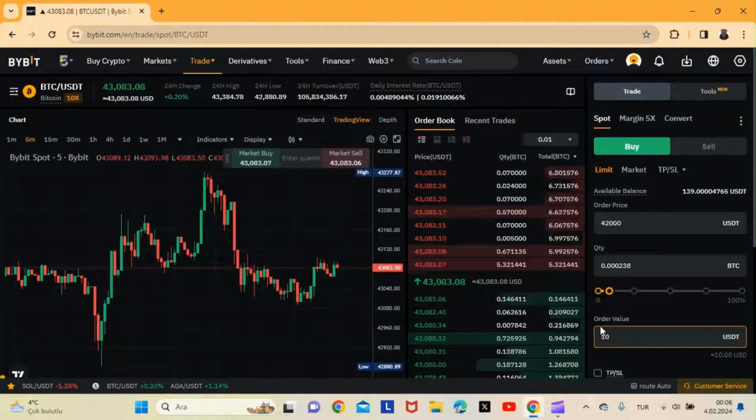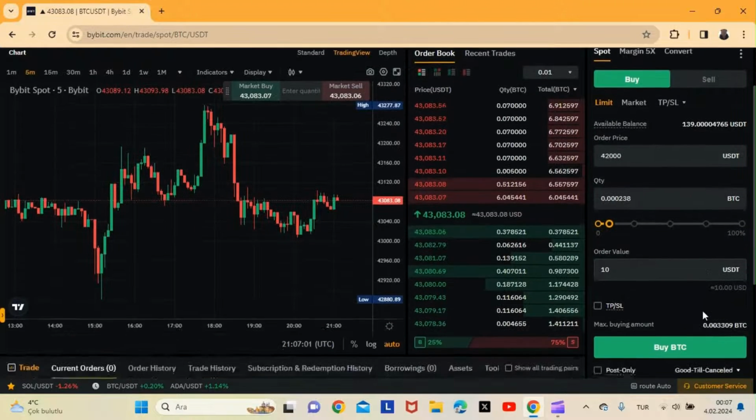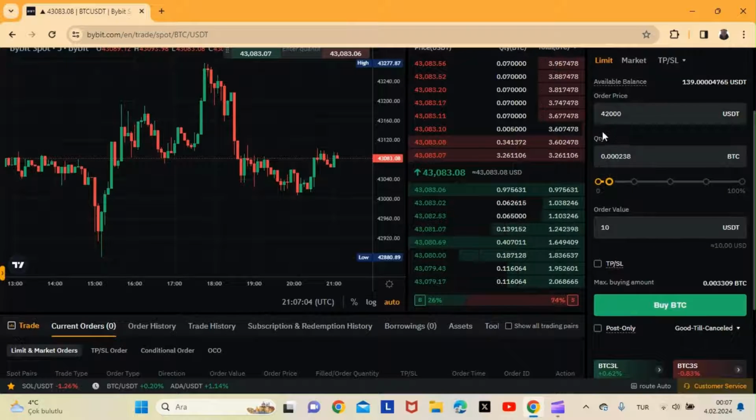Just the order value here. You just enter $10. When you enter $10, whenever the price of Bitcoin reaches 42,000, they are going to buy for us. You can buy as low as $1. So let's say I want to buy $10 here. I'm going to buy 0.0003309 BTC.